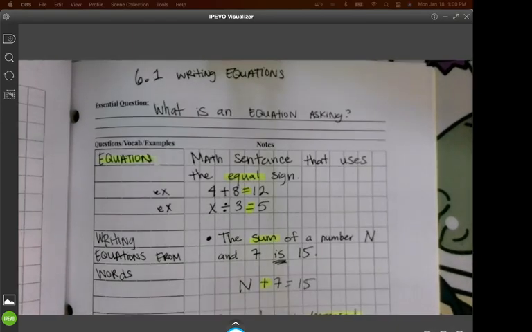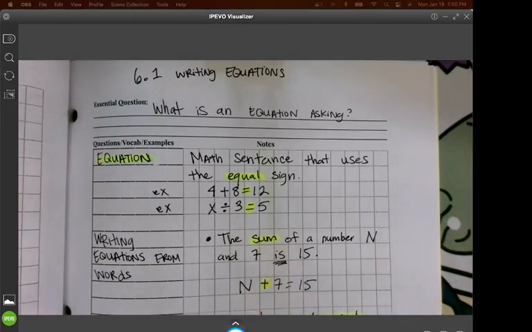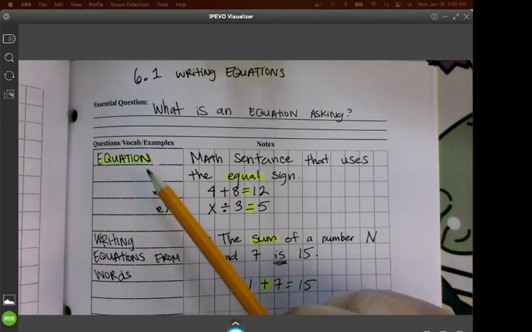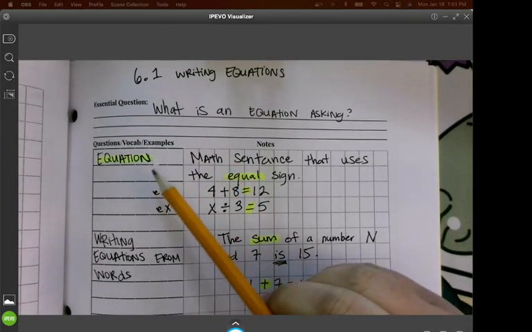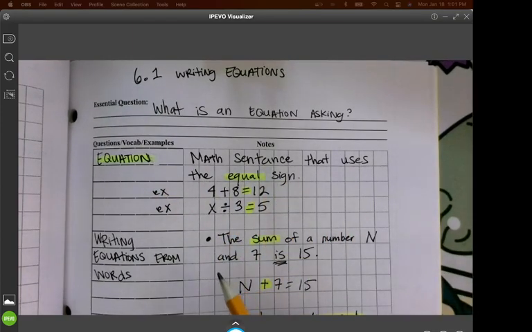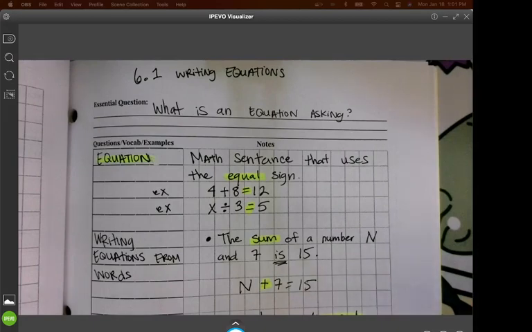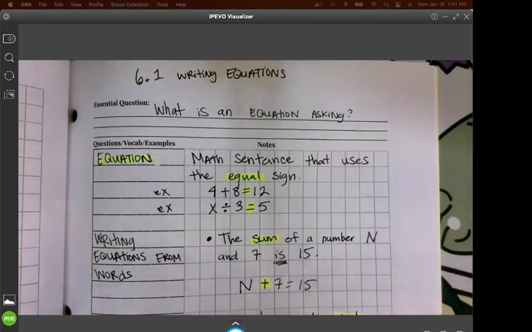Except the difference is now we're talking about equations. In 5.2, we were talking about expressions, and now we're going to be writing equations. So what even is an equation? All right, so an equation is a math sentence that uses the equal sign, right? In 5.2, we learned that expressions were math sentences with numbers, operations, letters, variables, all that fun stuff. And equations have all those things, except they have an equal sign as well.